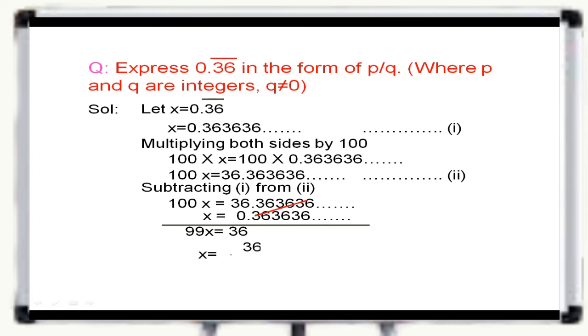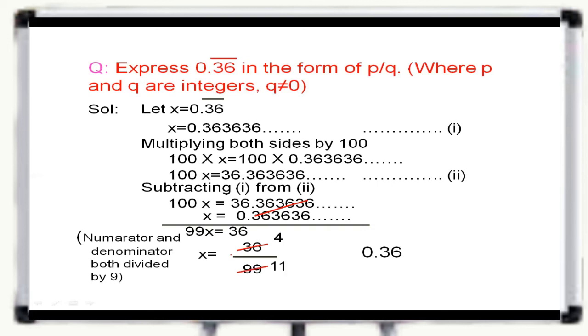So x is equal to 36 by 99. Here we have to divide numerator and denominator both by 9. So 9 4s are 36, 9 11s are 99. So x is equal to 4 by 11. But what is x here? Here x is equal to 0.36 bar. 0.36 bar is equal to 4 by 11. So we have to express the non-terminating repeating decimals in rational form.